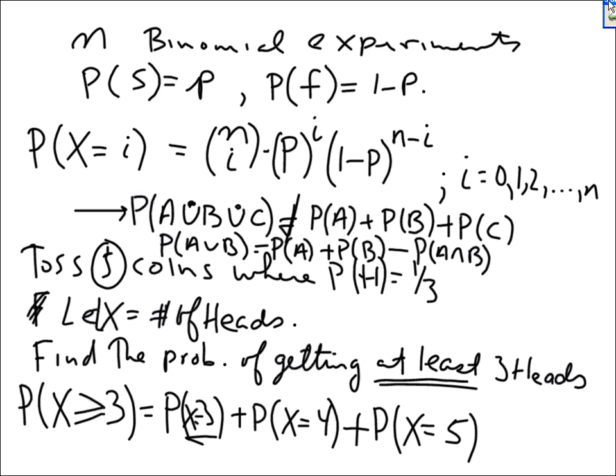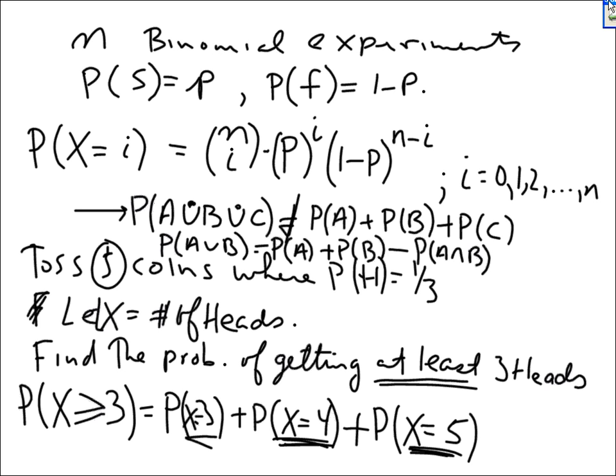If you got 3 heads, well, then you didn't get 4 heads. If you got 3 heads, you didn't get 5 heads. If you got 4 heads, you didn't get 5 heads. So yeah, we can just add them up.